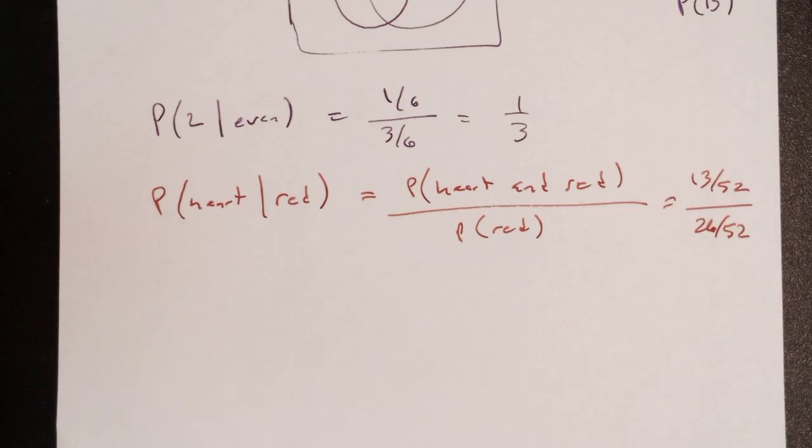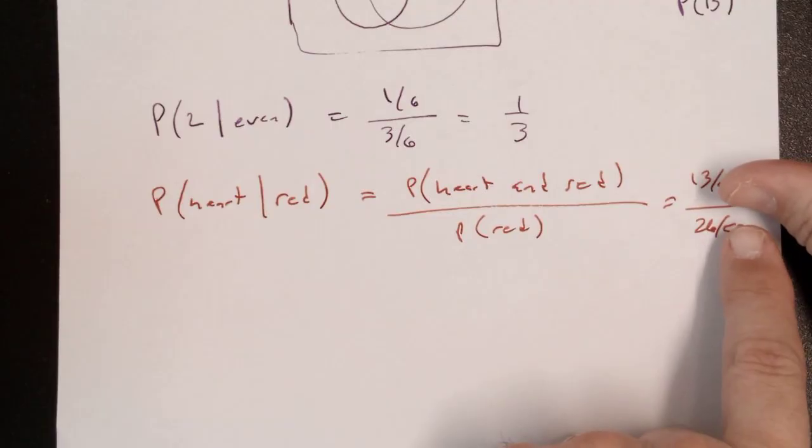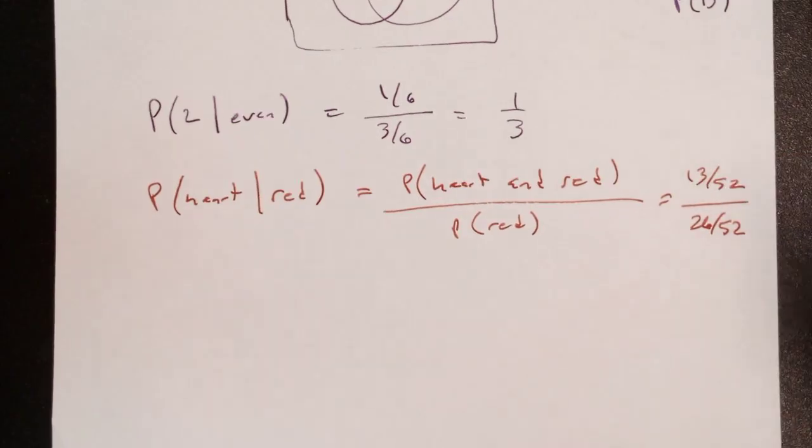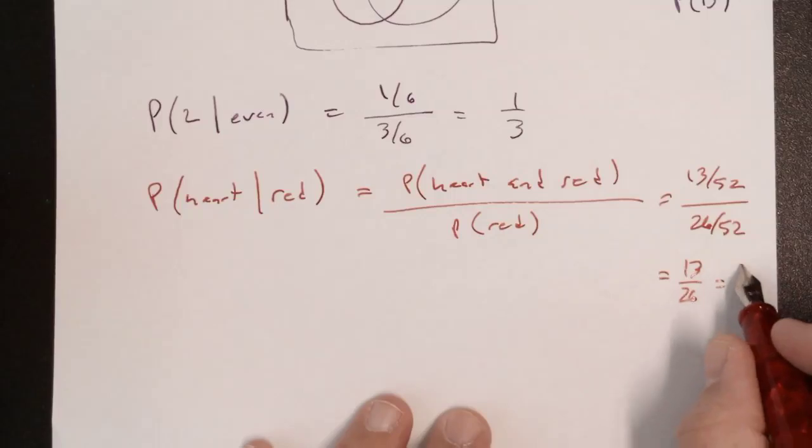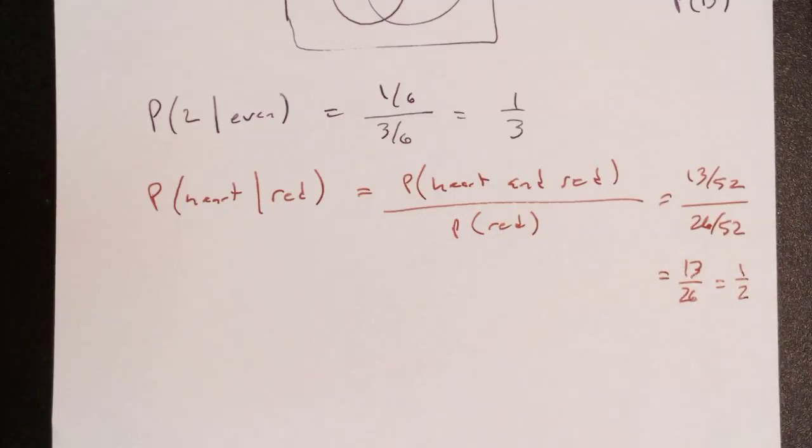This is why I like fractions, because, oh, they're both over 52, so I can cross that out. That's 13 out of 26. 13 out of 26 is exactly a half. Now, these do not have to be particular items related to any dice or cards or anything else.